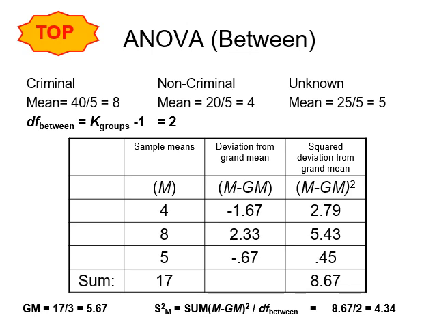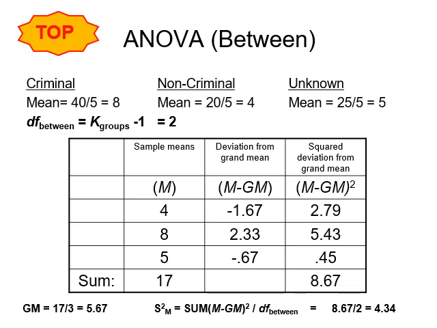What we're now going to do is take the mean of each group minus the grand mean. So 4 minus 5.67 is negative 1.67. 8 minus 5.67 is positive 2.33. And 5 minus 5.67 is negative 0.67.